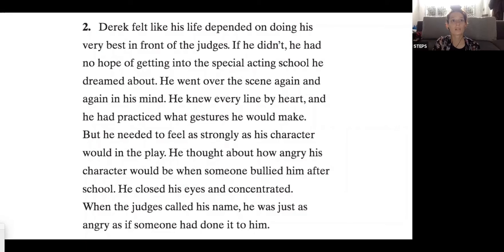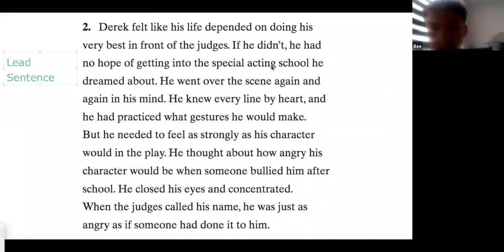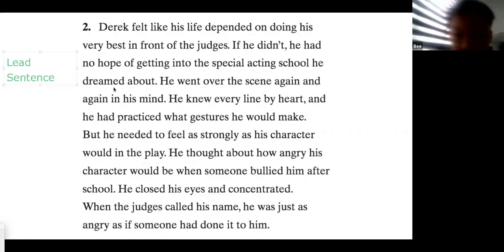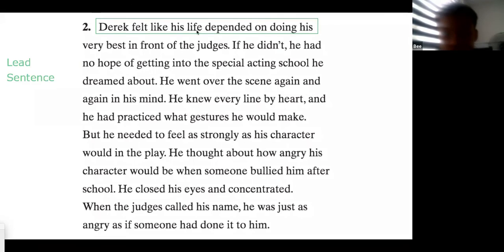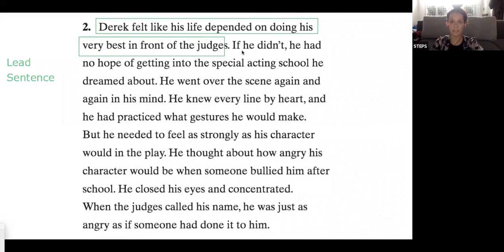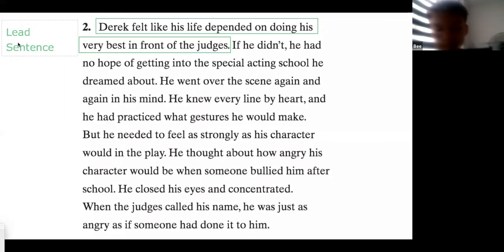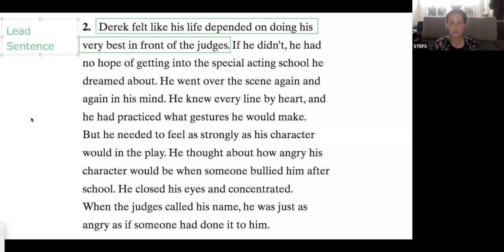Okay, thank you, Lily. So who can identify our lead sentence? B, tell me the lead sentence, please. Which sentence is our lead sentence? Derek felt like his life depended on doing his best in front of the judges. Okay, good job. Derek felt like his life depended on doing his very best in front of the judges. As our lead sentence, it introduces the topic. So just from that sentence, we know that Derek is doing what?